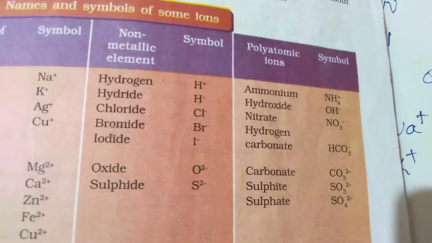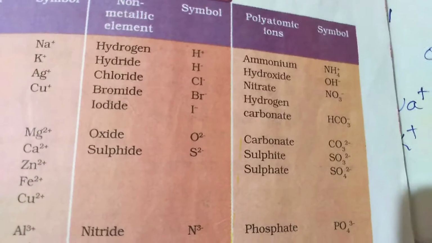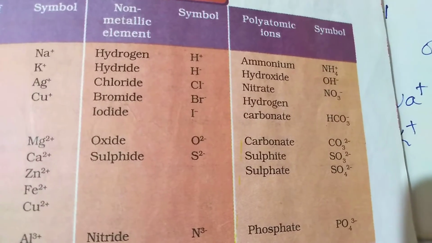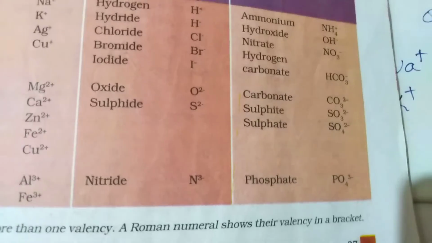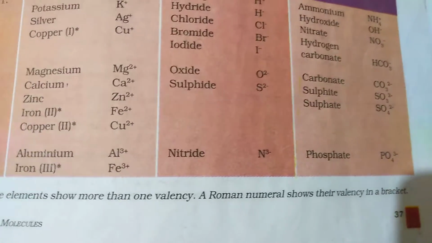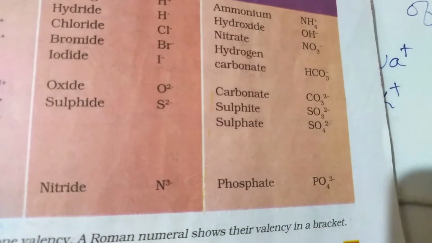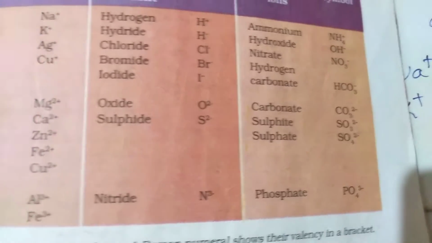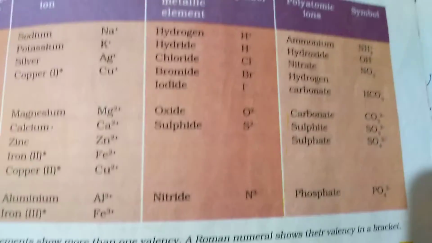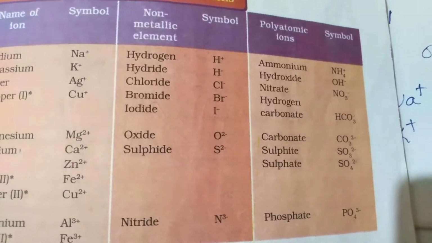Oxide and sulfide are given 2- and 2-. These have valency 2. And coming to the valency 3 non-metals, the nitride has N3-. Nitride, N3-. Other than that, 1, 2 and 3, these are the valency electrons or charges.